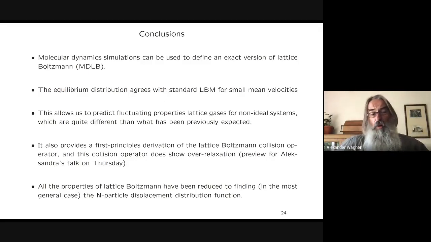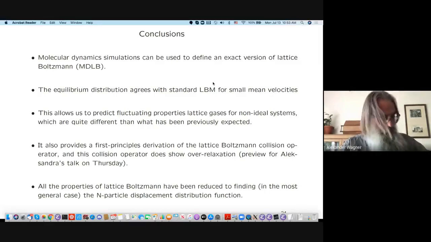And so now all the properties of lattice Boltzmann have been reduced to finding, in the most general case, the n particle, or often just the 1 or 2 particle displacement distribution functions, which become the fundamental theoretical underpinning of what you need to predict exactly what lattice Boltzmann has to look like. And of course, there's more potential for looking at boundary conditions and a whole host of other possible applications of this. And with that, I'd like to thank you for your attention, and I hope I stayed roughly within the time.